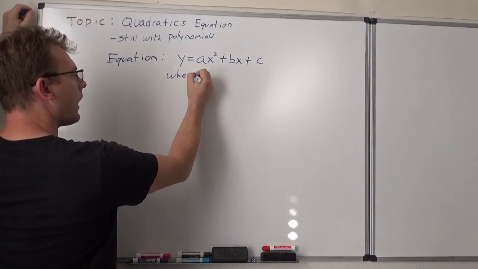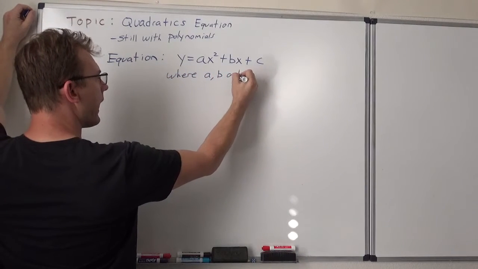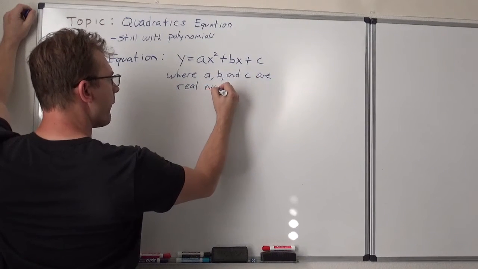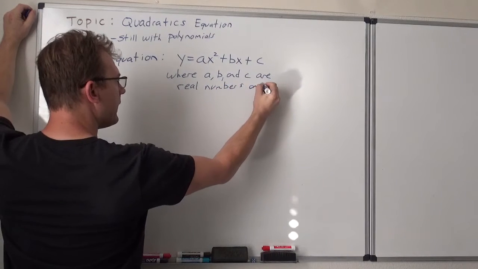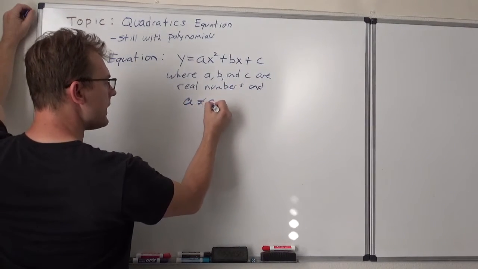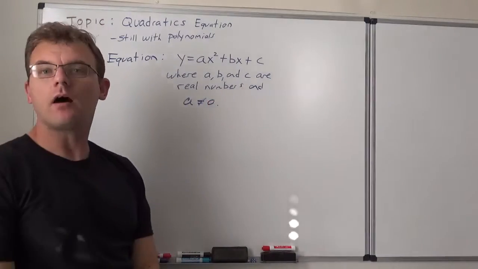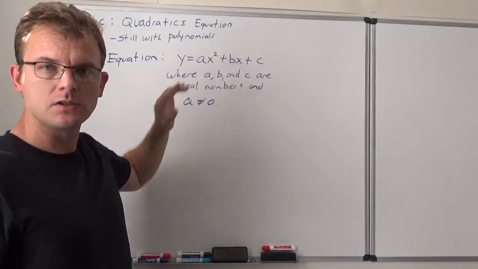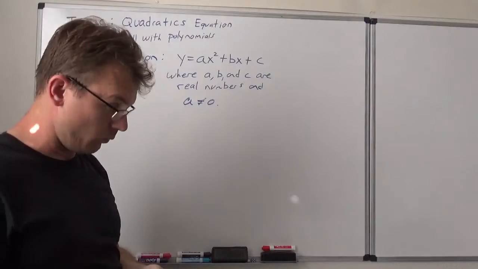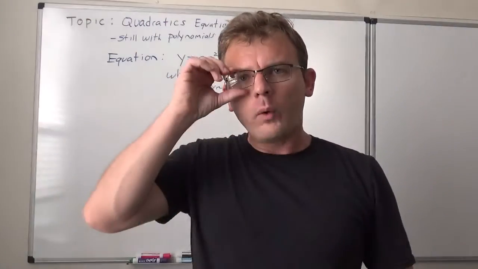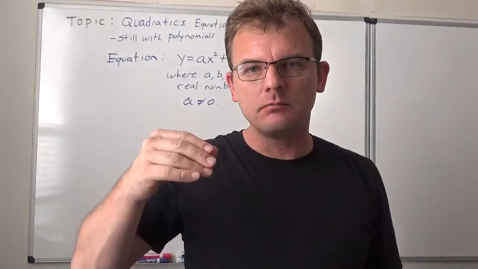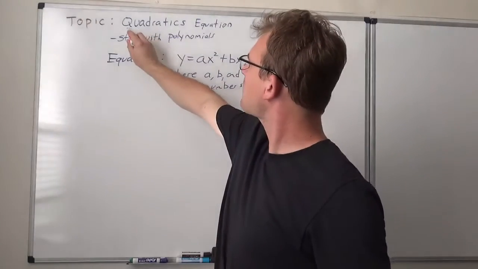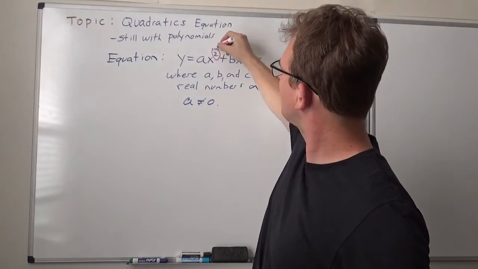where a, b, and c are real numbers and a cannot be 0. A cannot be 0. If a was 0, this wouldn't be a quadratic equation anymore. So what I want us to really focus on, when we hear the word quadratic, we're thinking about things in the second term. So when you hear quadratic, you're seeing a 2.